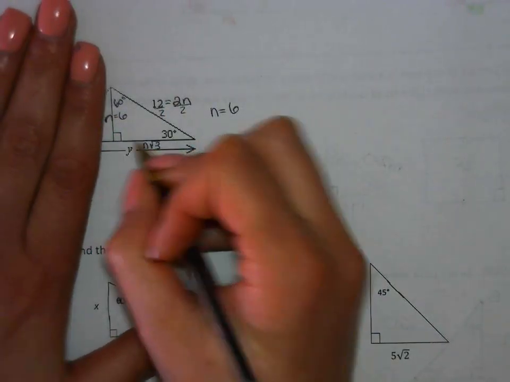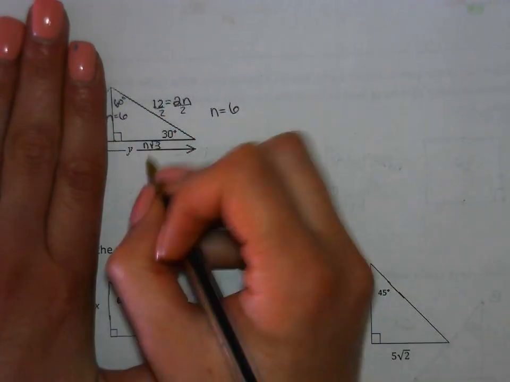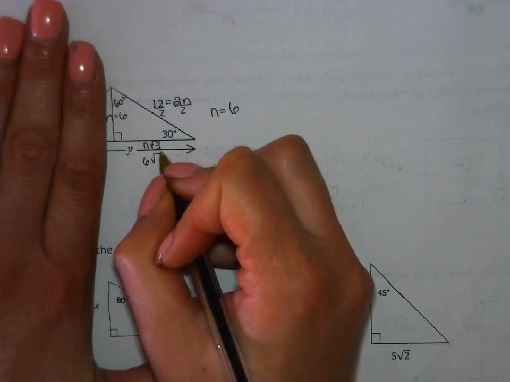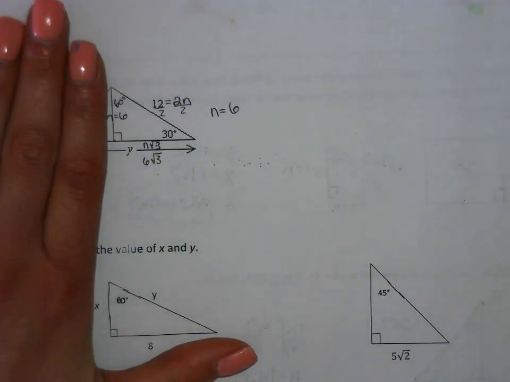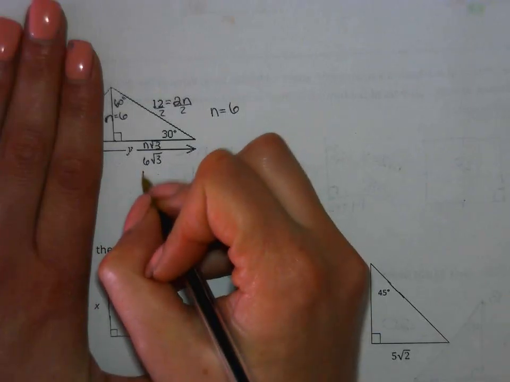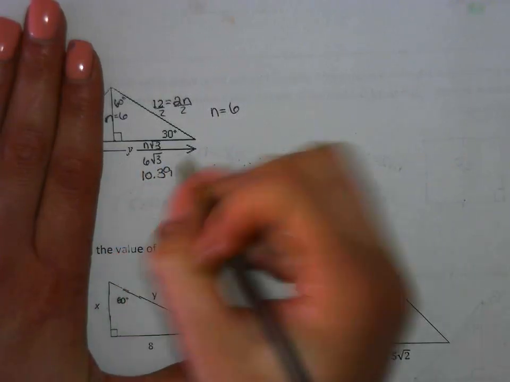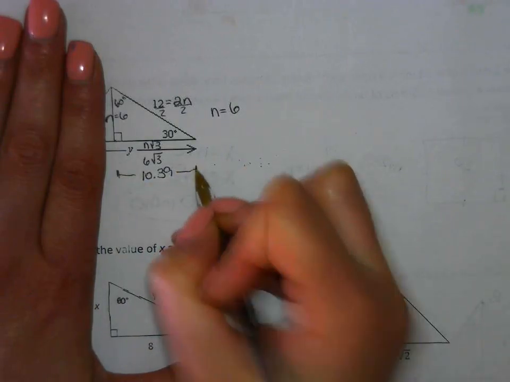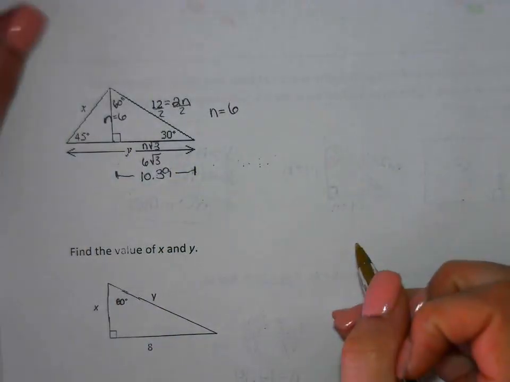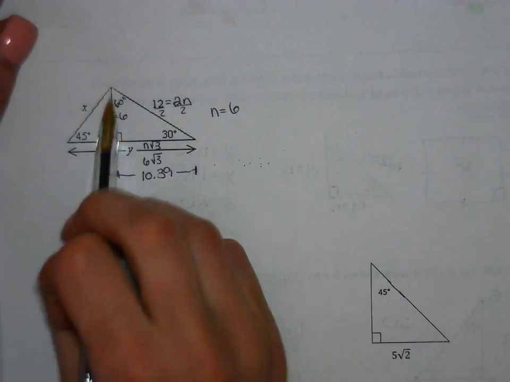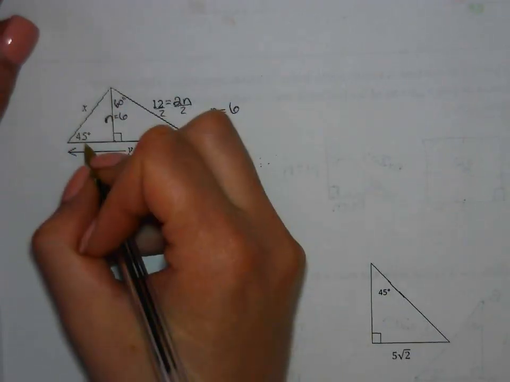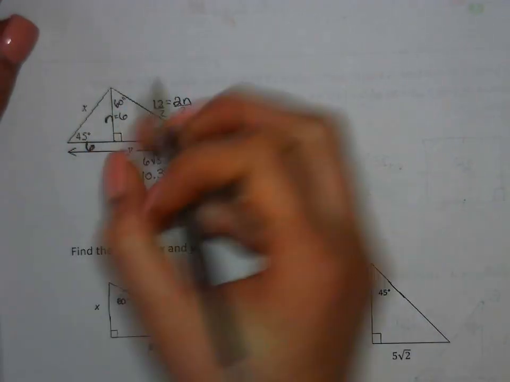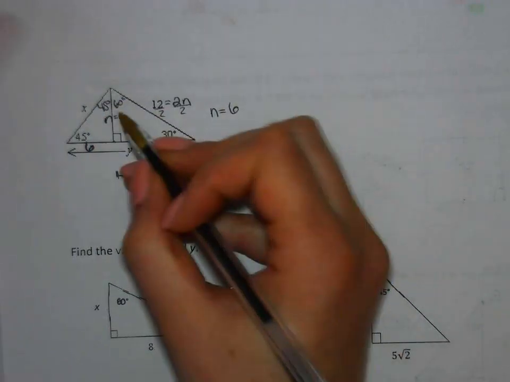To find this length, we're going to take our 6 and substitute our n. 6 times the square root of 3 is 10 and 39/100. So that's the distance from here to here of our triangle. Now that we know this height, we know it's 45, so we know that this length is also 6, because it's across from the 45, so these both are 6.